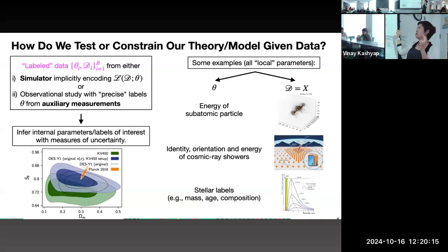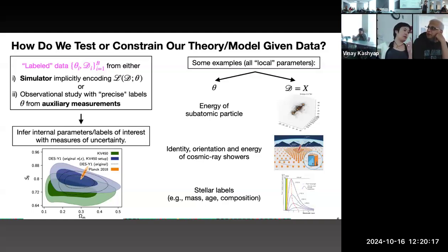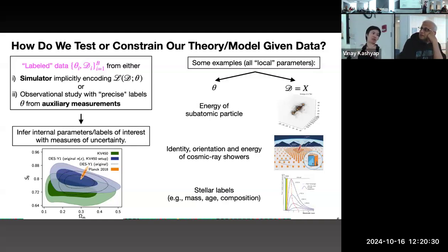Just to clarify, you mean local as opposed to population? Yes, it means that I only have one observation, and I want to know the energy of that particle. I can't do repeated measurements. That's what I mean by local. It's not a global parameter for the entire population. Whereas if you have a whole bunch of photons together, you might be able to measure the temperature of the plasma.